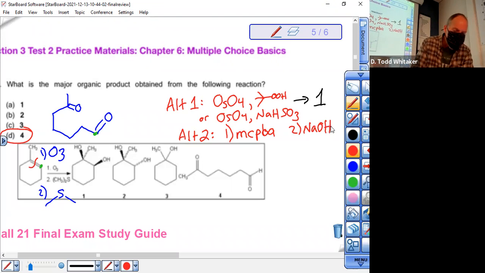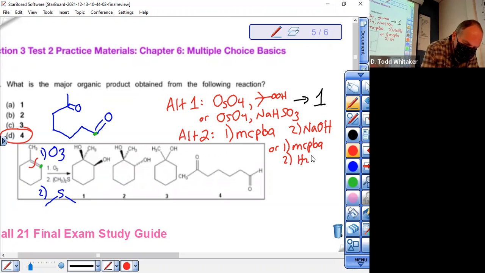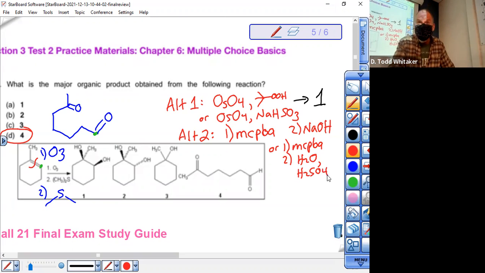That will give a backside attack on the least hindered carbon because that's a strong nucleophile. It doesn't matter which side gets the backside attack. You could also do the acid equivalent of this and get the same result. Or 1, MCPBA, 2, H2O, H2SO4. Usually you're worried about regioselectivity, but in this case, both groups are the same anyway.